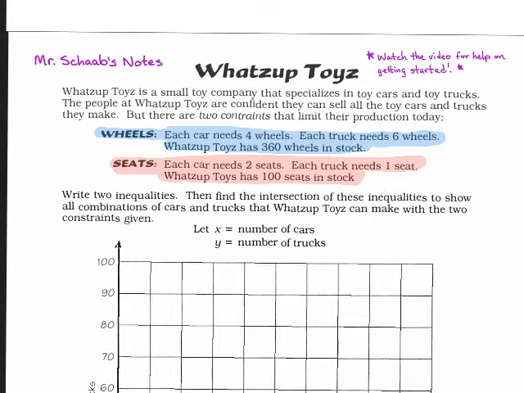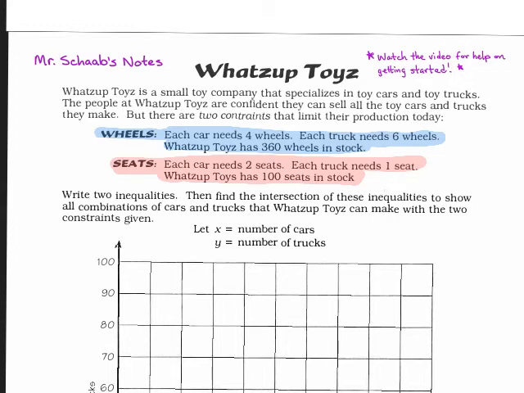So I color-coded this information that they gave us, okay? So let's read first, and then we'll break it down. What's Up Toys is a small toy company that specializes in toy cars and toy trucks. The people at What's Up Toys are confident that they can sell all the toy cars and trucks they make. But there are 2 constraints that limit their production today.